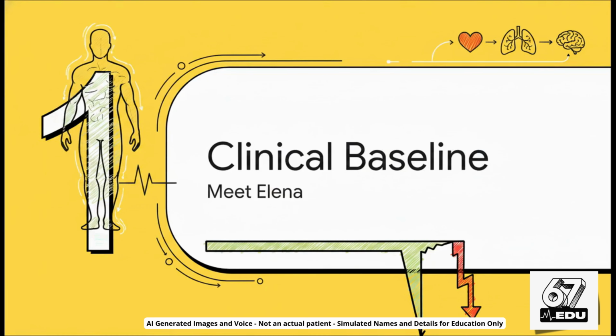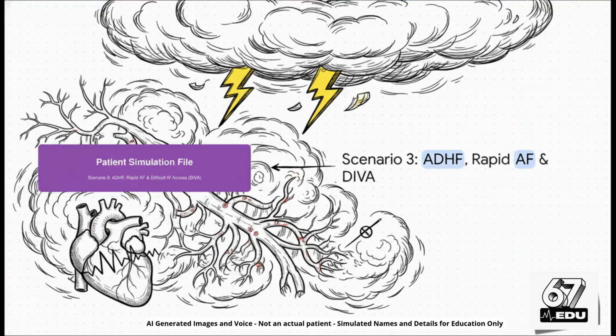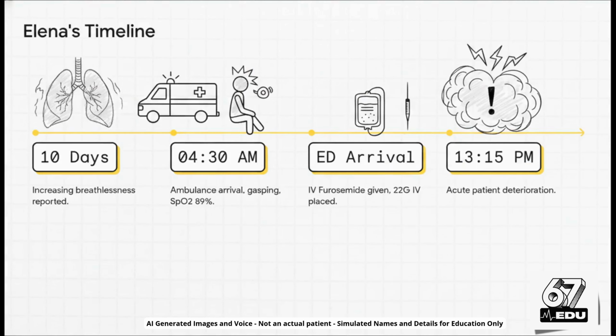Section 1. Meeting Elena and establishing her clinical baseline. You know the drill. You absolutely cannot recognize a patient crashing if you don't know where they started. So here's what we were up against on the floor today. We've got acute decompensated heart failure, rapid AFib, and a massive headache for us, DIVA, or difficult intravenous access. Honestly, any single one of these keeps you on your toes, but all three together, that is a perfect storm just waiting to happen. Let's trace her steps.